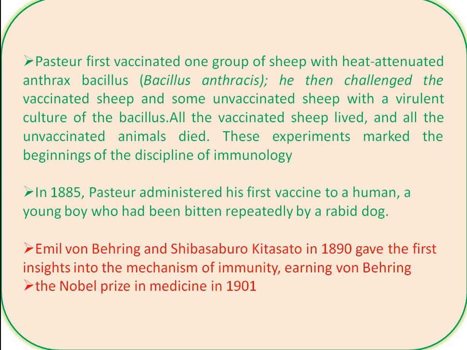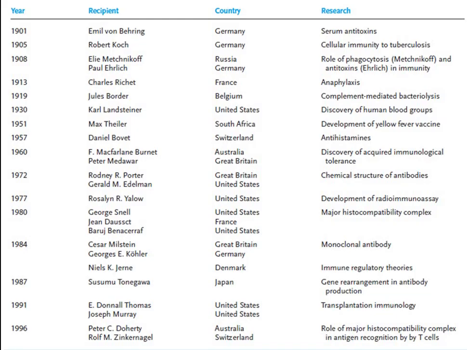Then another milestone: Emil von Behring and Shibasaburo Kitasato in 1890 gave the first insights into the mechanism of immunity, earning von Behring the Nobel Prize in Medicine in 1901. These are the scientists who also contributed to the field of immunology.